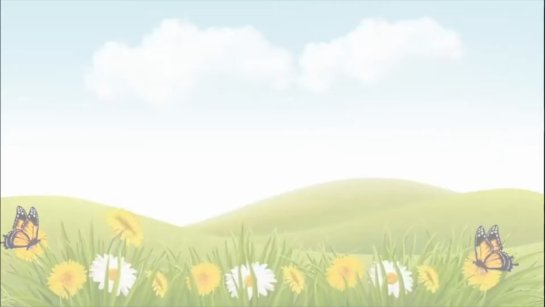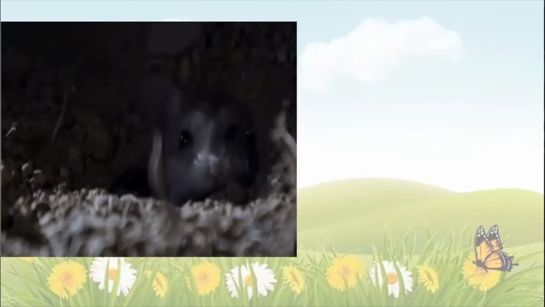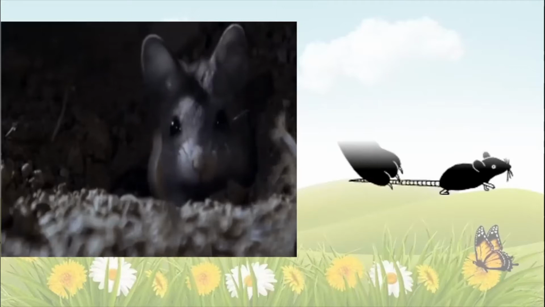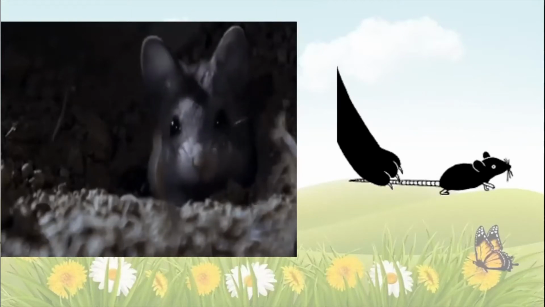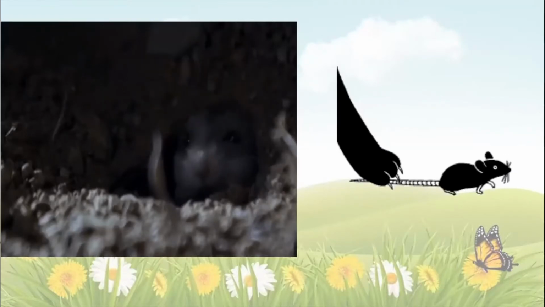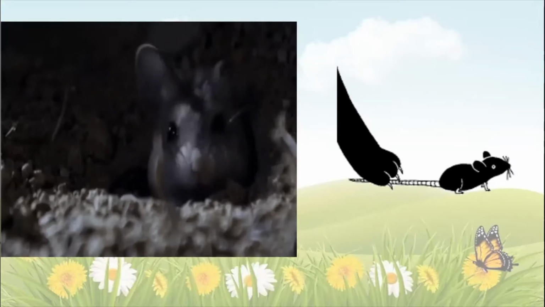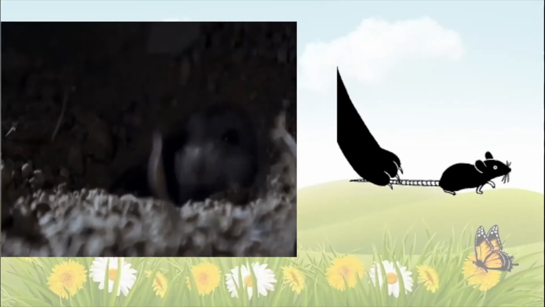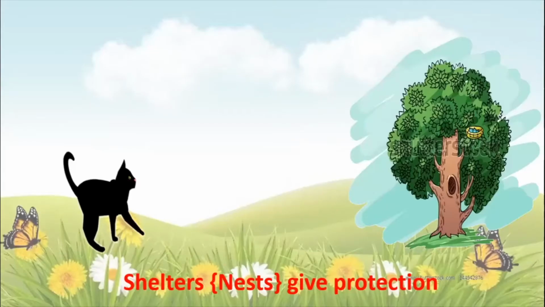See how safely he's sitting inside his house and looking outside. He will not come out, because he knows that as soon as he comes out of the hole, the cat will catch hold of him and eat him up. So the mouse is being protected inside its house, inside its hole, inside its shelter, from enemies. All right, let us look at one more image now.